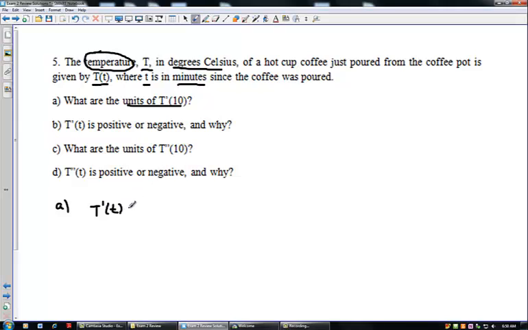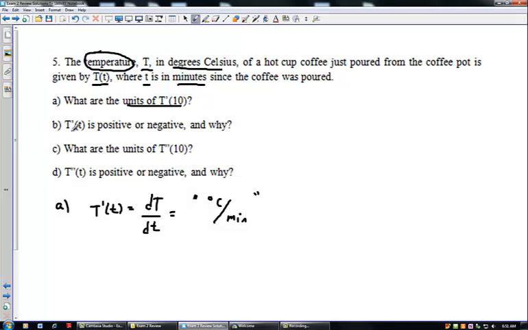But remember, T prime of T you could write as dT, D capital T, D little t. Same different notation, same meaning. And so the units of this thing are going to be degrees Celsius per, and on the bottom we have time, which you can see up here is in minutes. So per minute. That makes sense. It tells us how the coffee is cooling in some sense, the rate of change of the temperature of the coffee, right? Because I say derivative, you say rate of change. And so the rate of change of the temperature of the coffee is in degrees Celsius per minute here.